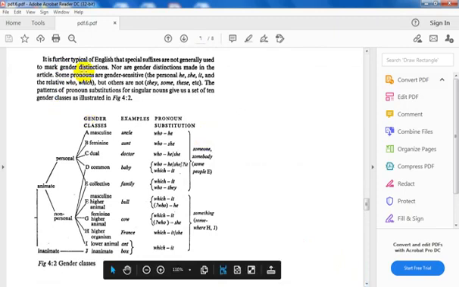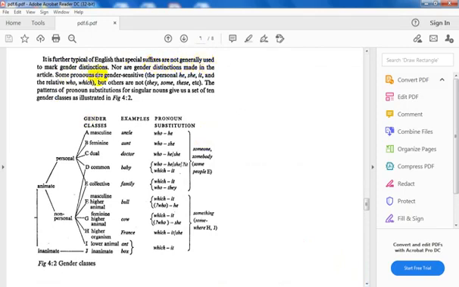It is further typical of English that special suffixes are not generally used to make gender distinction. What does this mean? In Arabic we say ابن, ابنة. ابن single, it is male. I add to it the feminine ta marker, this suffix, and it becomes feminine. This is the idea. Nor are gender distinctions made in the article.